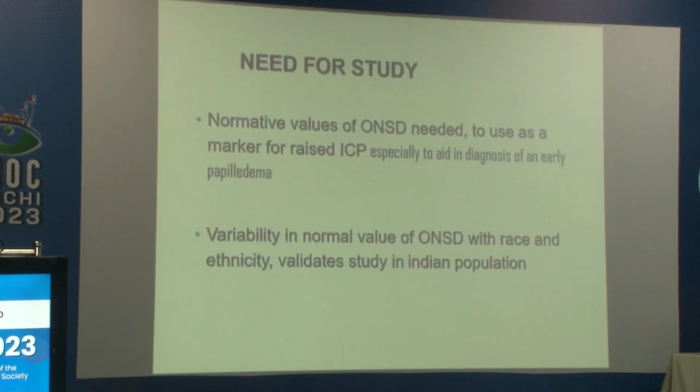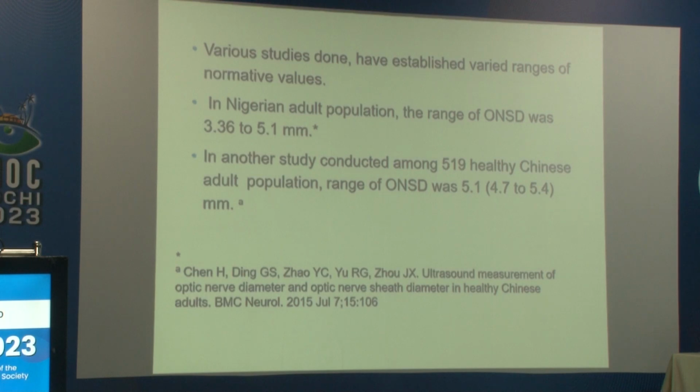The need for my study was that a normative value for ONSD is needed as a marker for raised ICP, especially to aid in diagnosis of early papilledema, and the variability in value of ONSD with race and ethnicity validates the study in the Indian population. Various studies have been done to establish varied ranges of normative values. In the Nigerian adult population, the range of ONSD was around 3.6 to 5.1 mm. Another study conducted by Chen H. included 51 healthy Chinese population. The range of ONSD was from 4.7 to 5.4 mm.